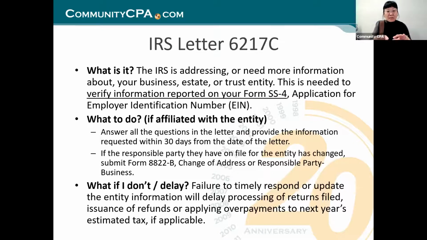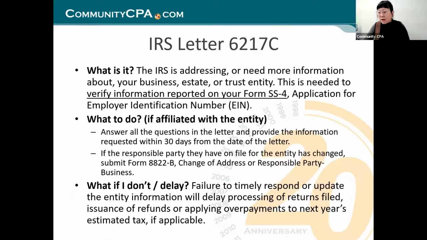So in business, you remember that you get an SS-4, right? That has your EIN number and stuff on there. And they can't match your number. They don't know who you are. Your business looks non-documented. So that's really what the 6217C is all about. So make sure you know that one.